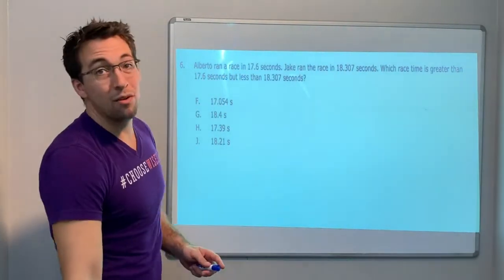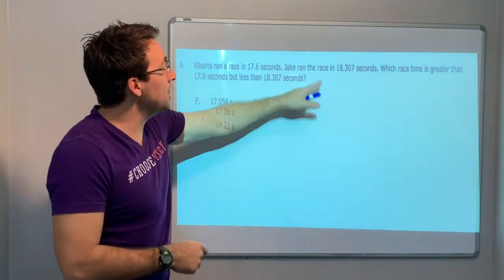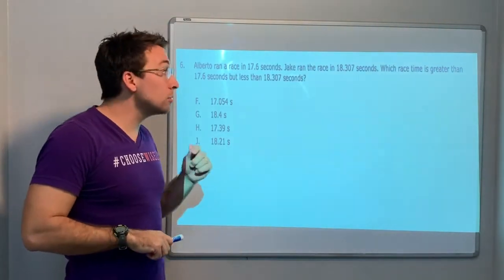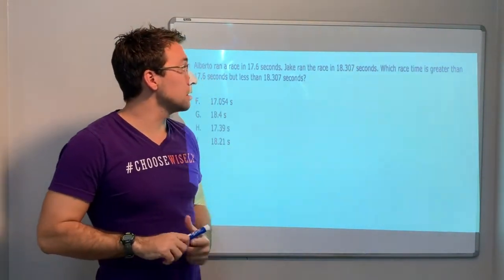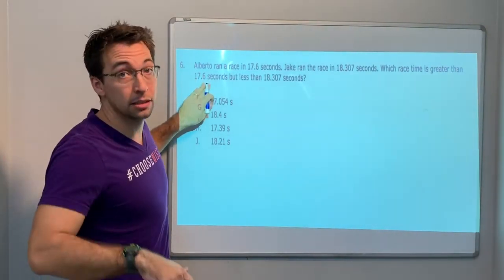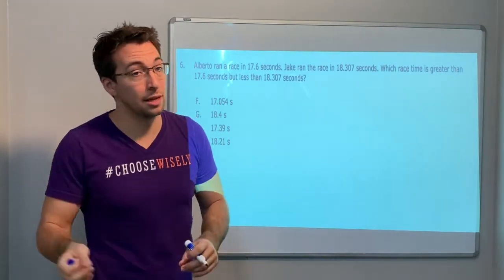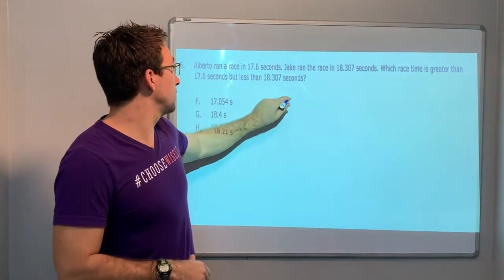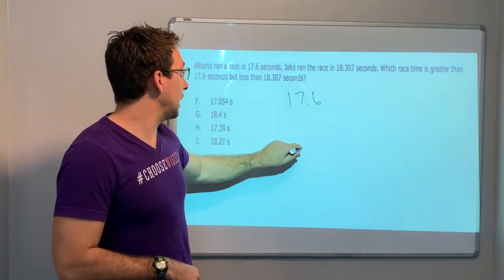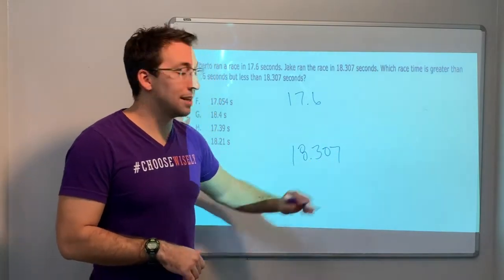Number 6. Alberto ran a race in 17 and 6 tenths seconds. Jake ran the race in 18 and 307 thousandths. Which race time is greater than the 17.6 but less than 18.307? So let's go 17.6 here and then 18.307, 307 thousandths.